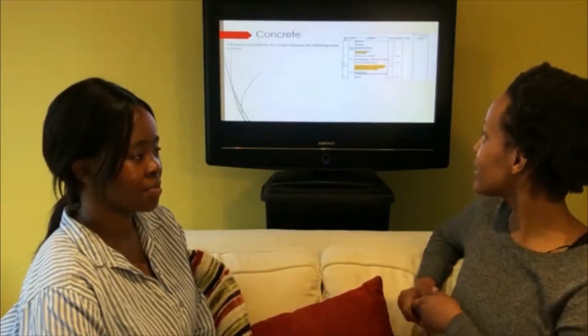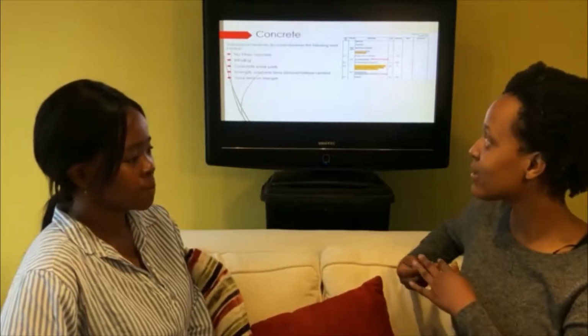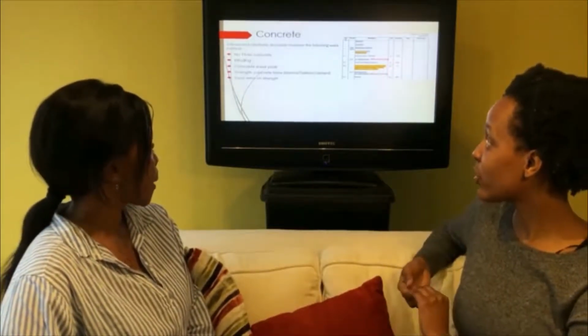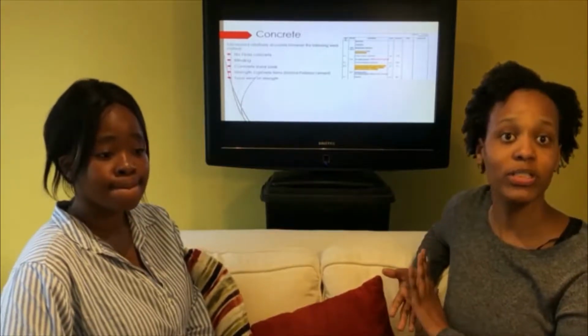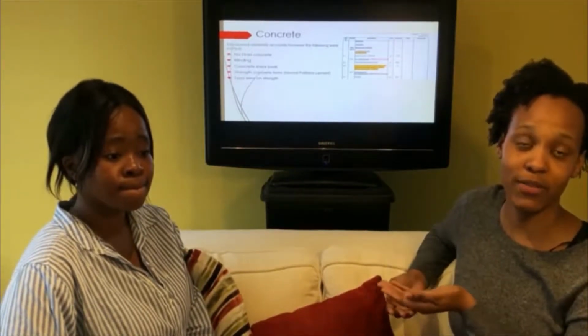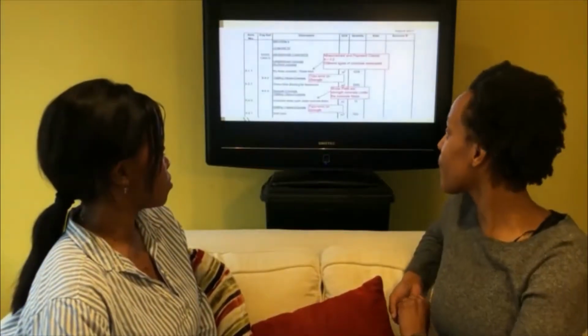From the bill of quantity that was obtained, the following items were noted on concrete. There was an item on no fines concrete, there was blinding, there were concrete shear pads. For the strength of the concrete items, we had assumed that it was the normal Portland cement because there was no specific cement specified for it, and there was a typo error on strength.